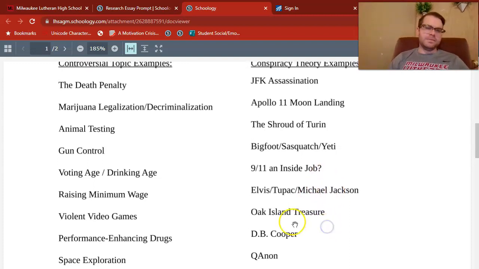Oak Island, just a legend tells that there is a massive treasure trove buried somewhere beneath Oak Island off the coast of Canada. That's something to research. D.B. Cooper allegedly pulled off one of the craziest heists in American history. Another good one to research. QAnon is probably the most recent one. That conspiracy theory has a whole lot of small elements to it, but it's all kind of under one umbrella. That might be worth researching too.